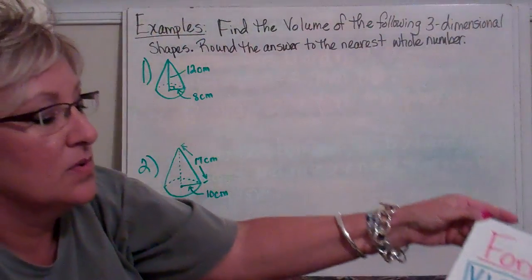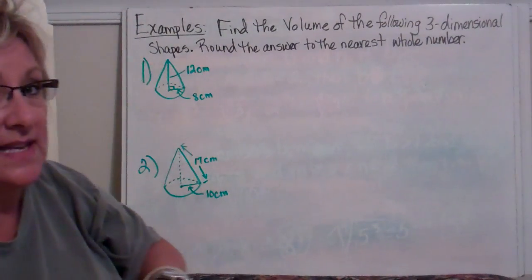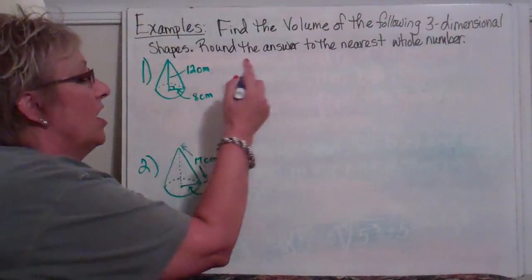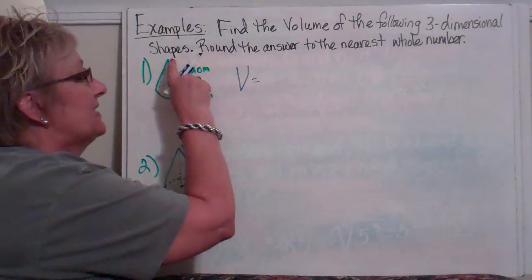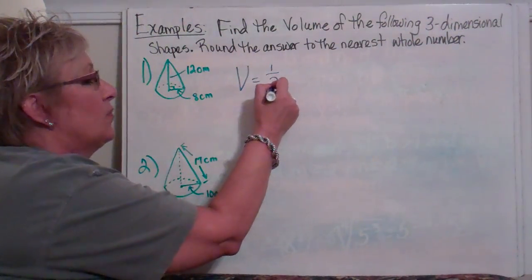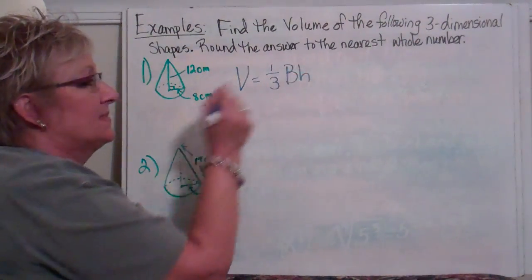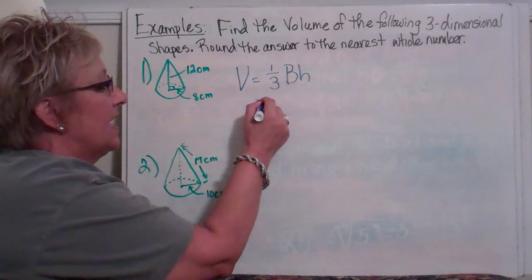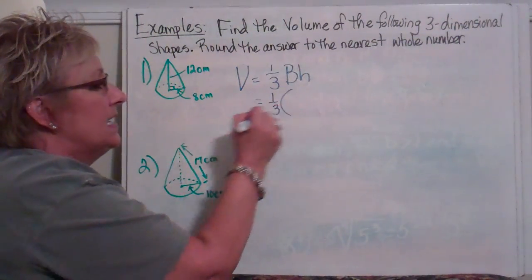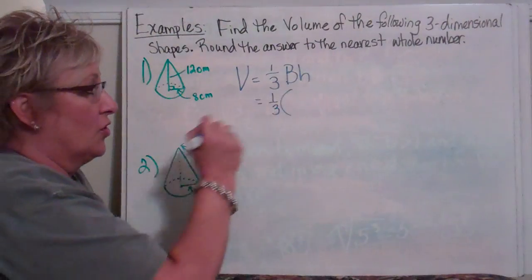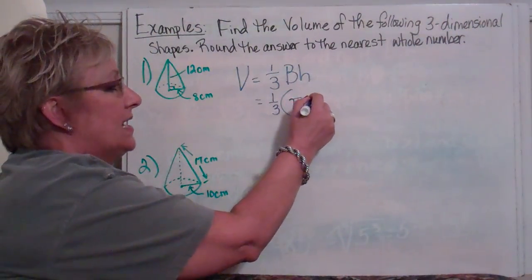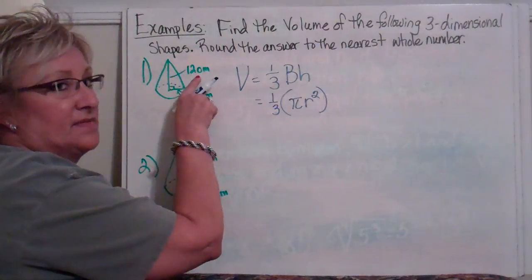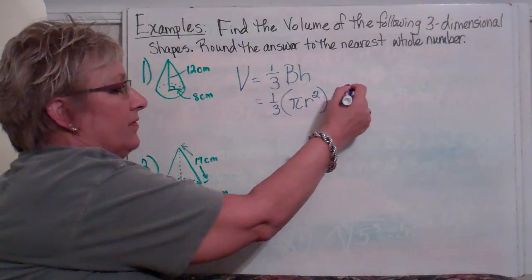All right, let's do a couple of these, and I've set all of these aside so we can do them together. I know that the volume of a cone, because it has a point or vertex, is 1/3 big B times h. I know that my base is a circle, so I'm going to say 1/3. Big B is going to be the area of a circle, which is pi times radius squared. And the height here is going to be 12 centimeters, so times 12.